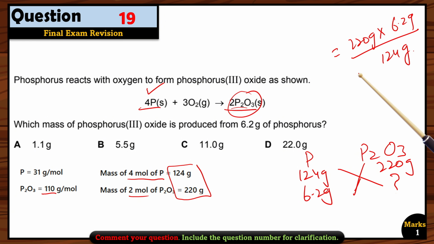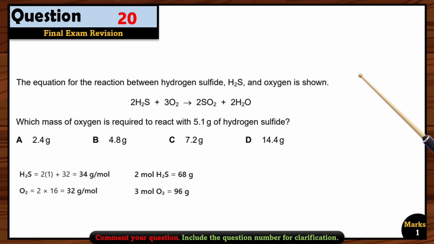So you have to calculate your answer and you will see option C is the right option. 11 will be the answer. I hope these questions are clear to you. This is also the same, so I will not repeat again. You have to do the same.